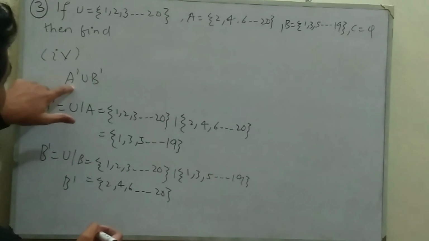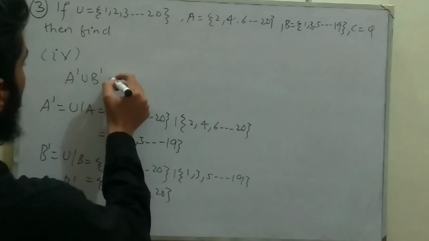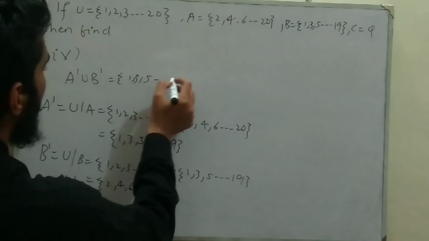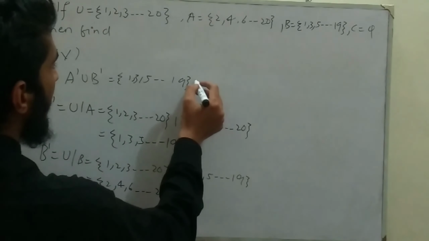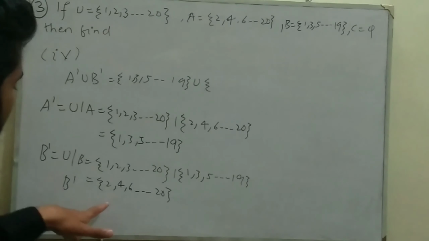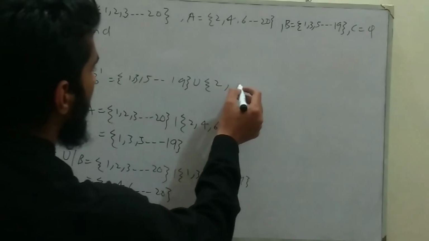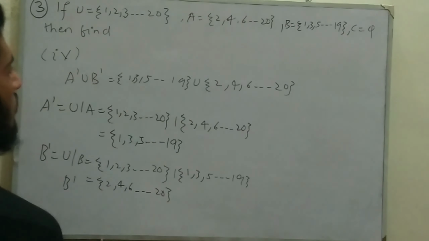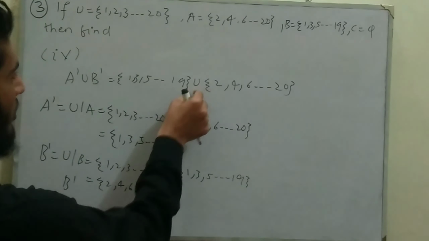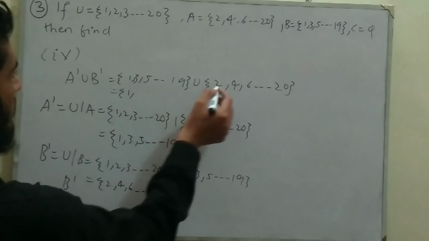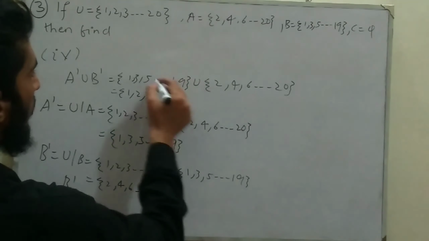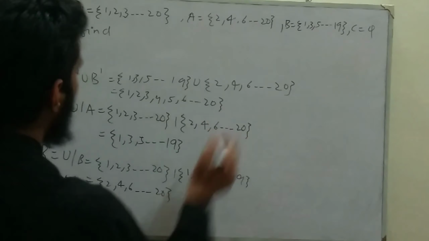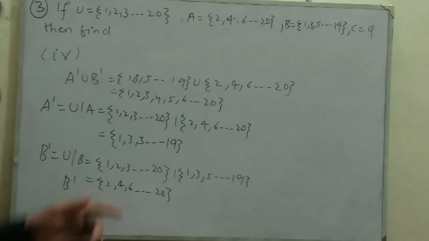Now we find A complement union B complement. Putting in the values, A complement is 1, 3, 5 up to 19, union B complement, which is 2, 4, 6 to 20. Union means that all those elements which are included in either of these two sets will be our union. So 1, 2, 3, 4, 5, 6 and so on up to 20. This is the required answer for A complement union B complement.